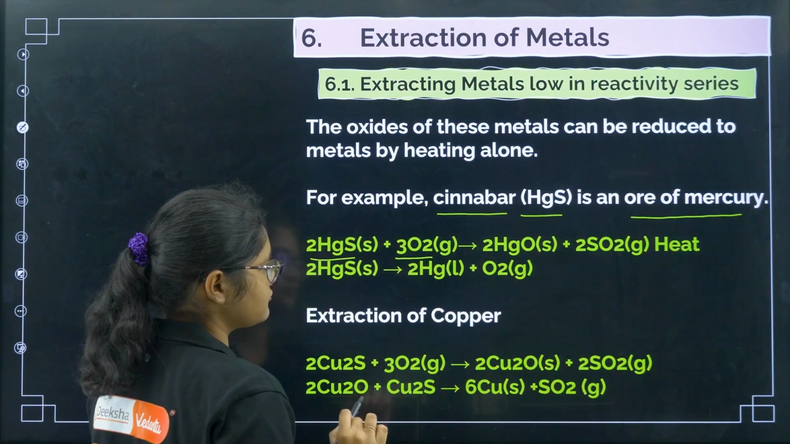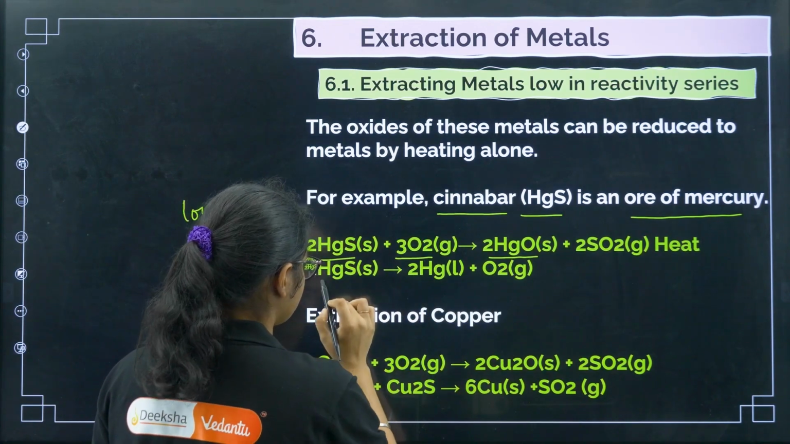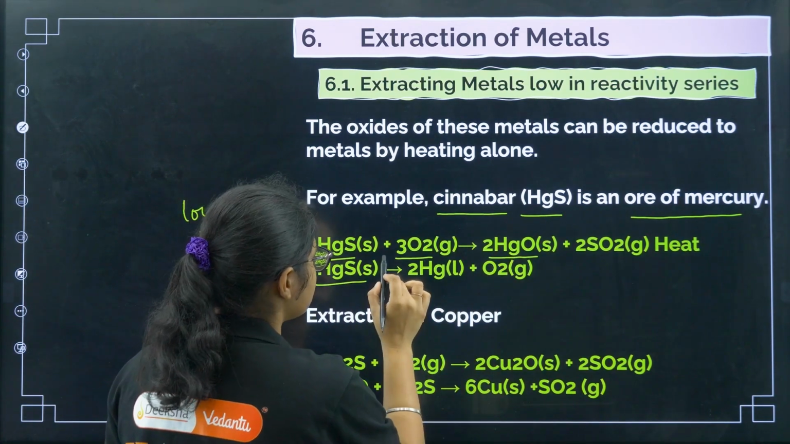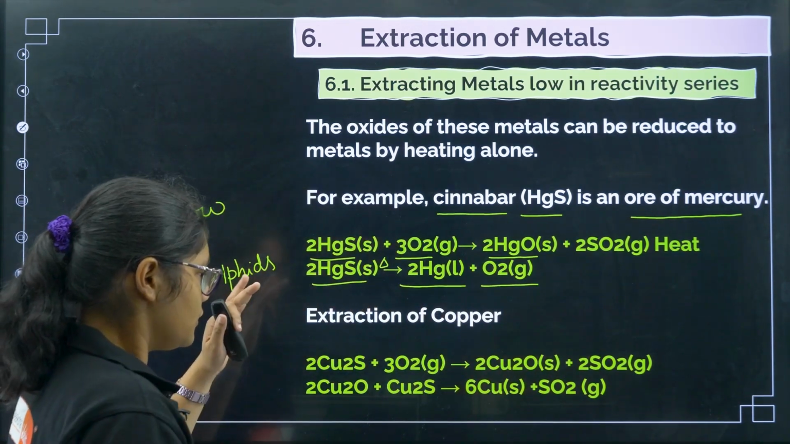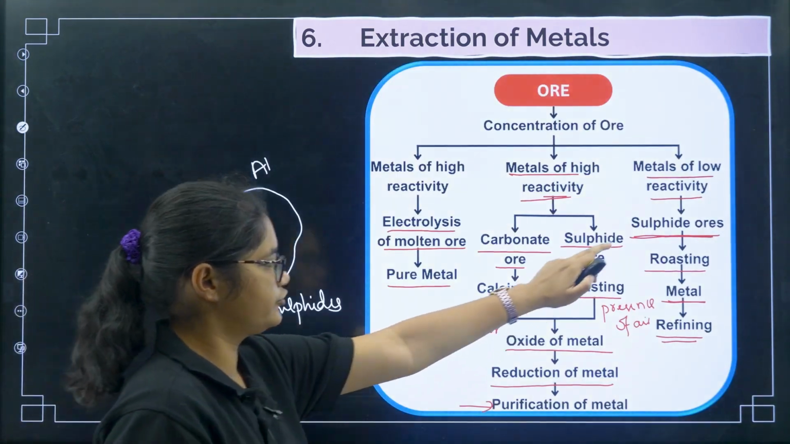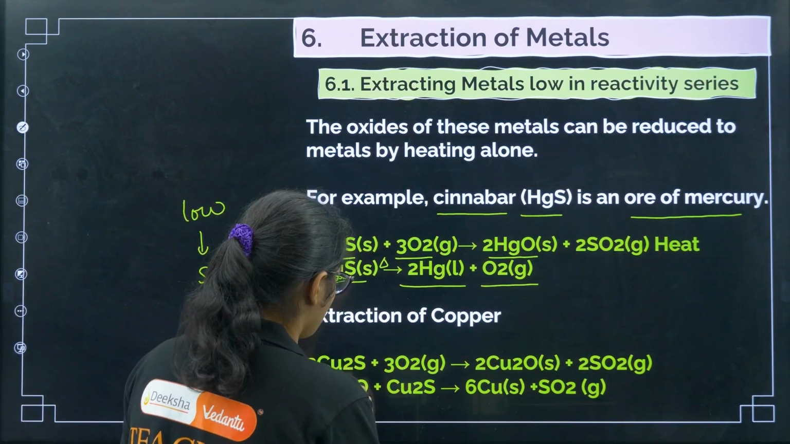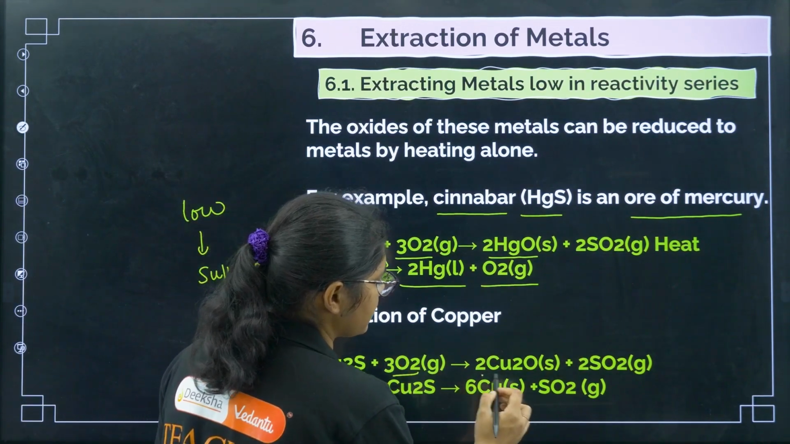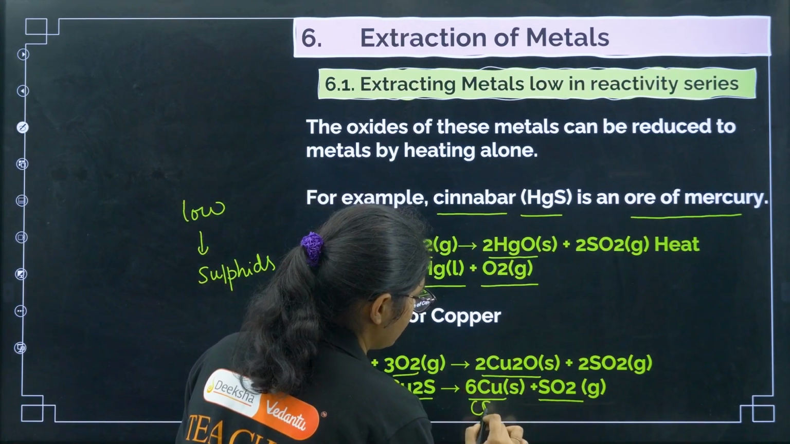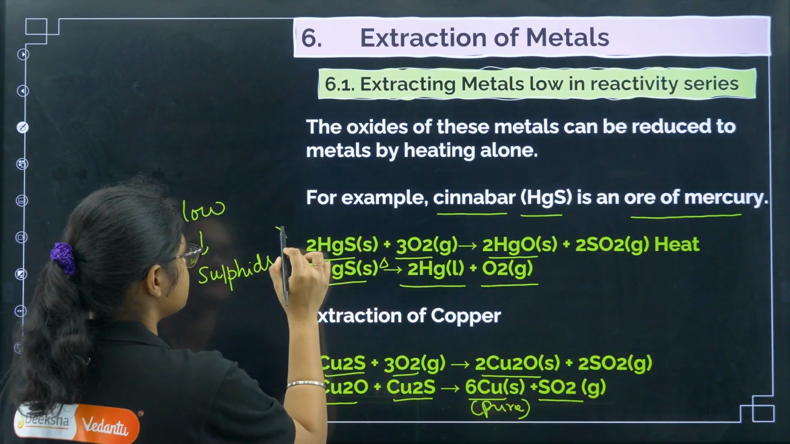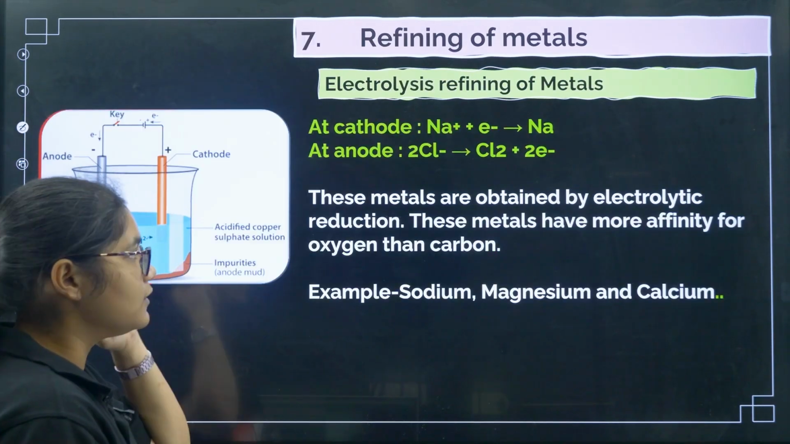Now you heat it in the presence of oxygen to get converted to metal oxide. This cinnabar, that is HgS, if you heat it directly, will also get converted to Hg and SO2. So that is what it is telling, that by roasting we can get the pure metal directly by heating. Now for copper, copper sulfide is there. If you treat it with oxygen, we get copper oxide, and then copper oxide and copper sulfide can react to give you pure copper and sulfur dioxide. These reactions are important. Please remember these reactions.